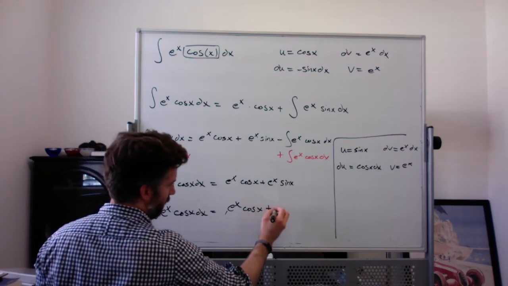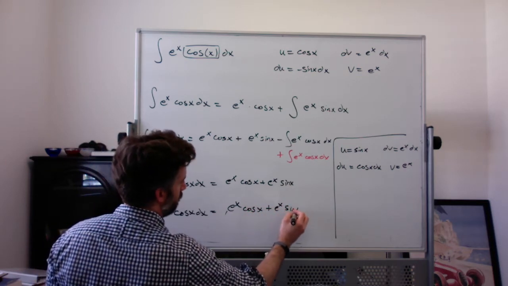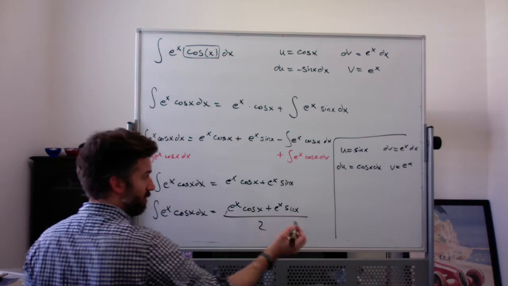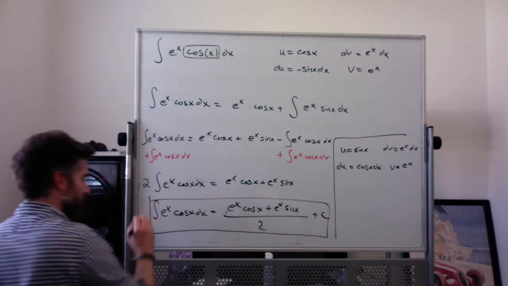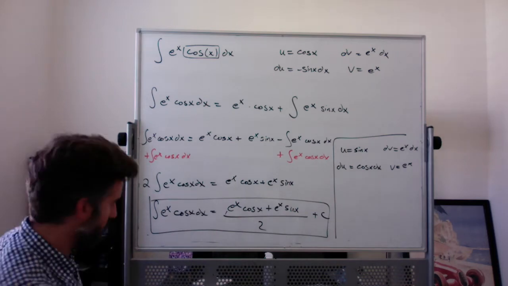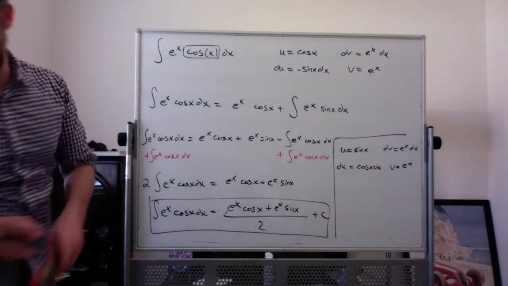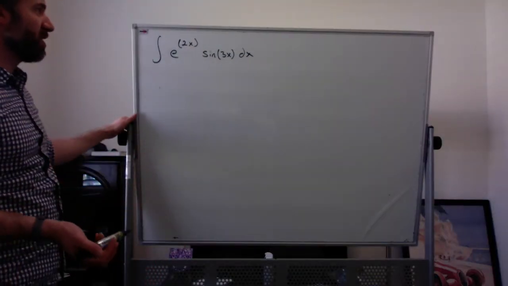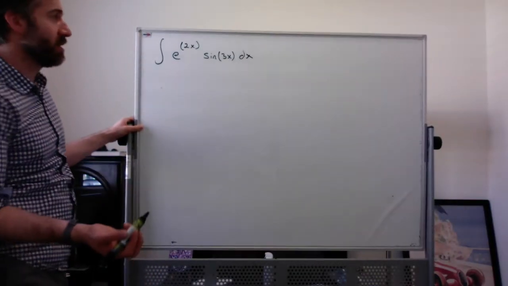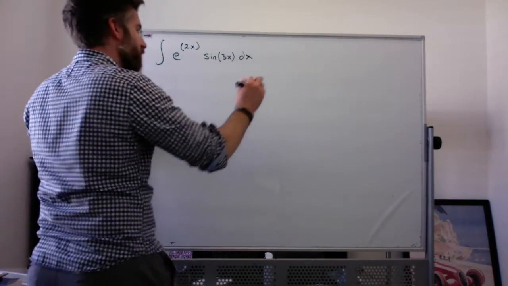Sometimes people factor out the e to the x. I'm not one of those people. Divided by 2, or all times 1/2 plus c. And that's how you find the integral of e to the x times sine or cosine. It also can be done for more terrible versions, like e to the 2x times sine of 3x. So we'll do this one as well.